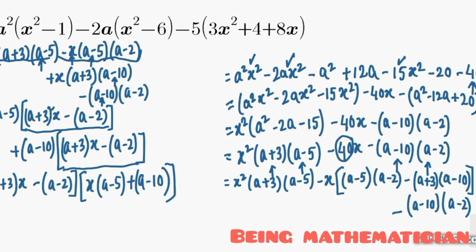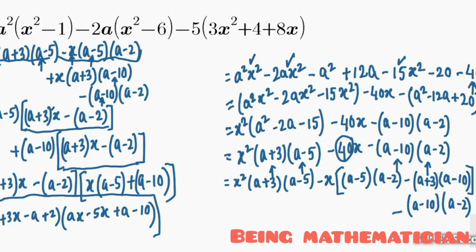Therefore, the final answer is (ax + 3x − a + 2)(ax − 5x + a − 10). So this is the final answer of the factorization of this expression.